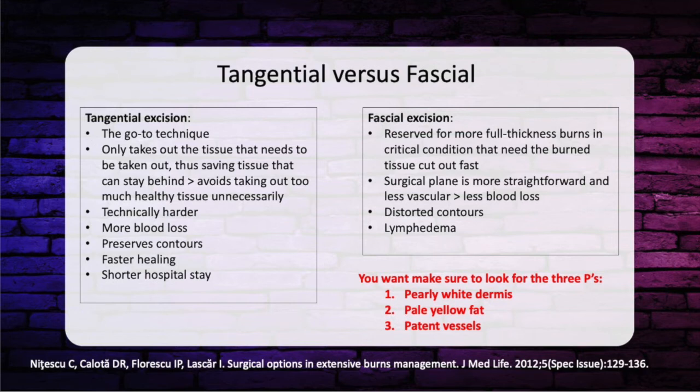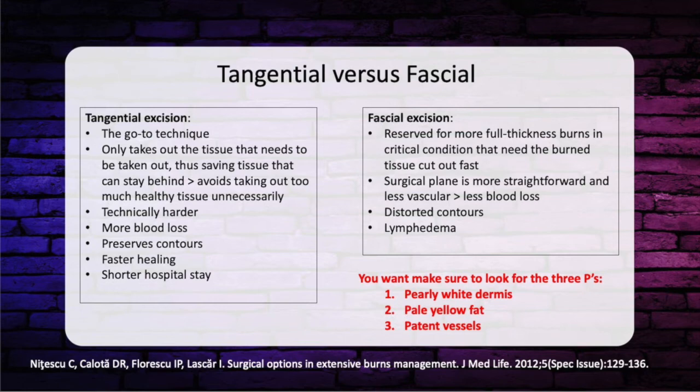The benefit to fascial excision, on the other hand, is that it's easy and quick to perform. The surgical plane is straightforward. It's less vascular, so there's a lot less risk of blood loss. This is typically done for deeper burns and in patients who are in critical condition and they just need the bad stuff out. So you just need to go to the OR, damage control, cut out the burn tissue, take out the source of inflammation, and get out.